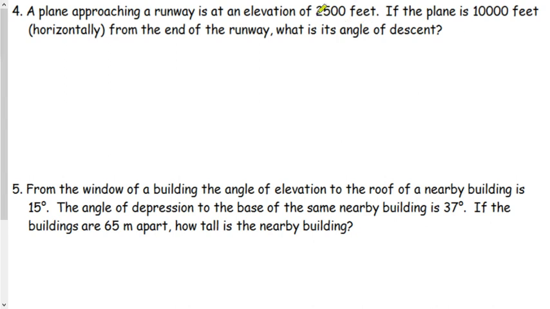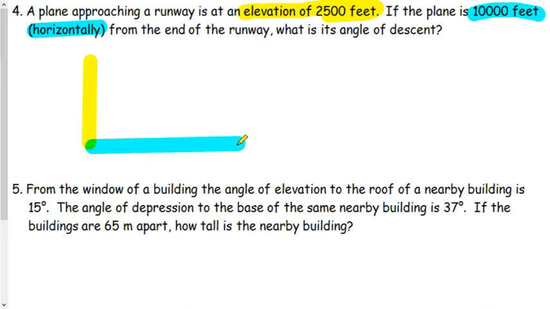Okay, so we know it's an elevation of 2,500 feet. That's going to be like my vertical height, right? That's not perfectly vertical, is it? But that's going to be my vertical height. Okay, what else have I got here? So vertical height is going to be 2,500 feet. I also notice the plane is 10,000 feet horizontally, so that means I'm going to have a horizontal line like that. That's 10,000 feet.